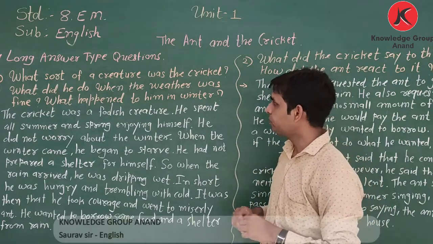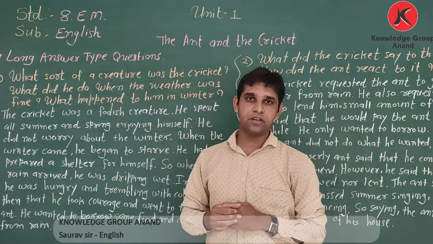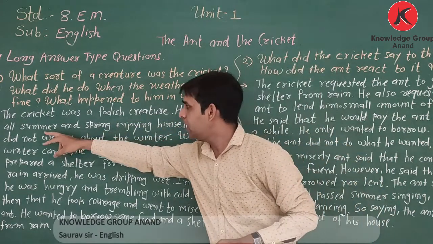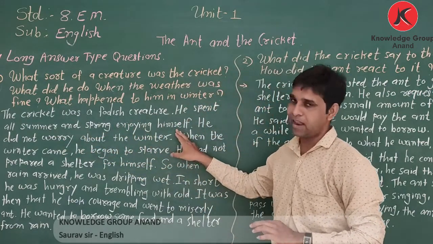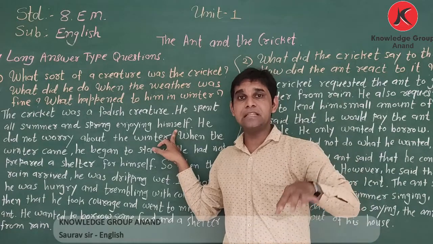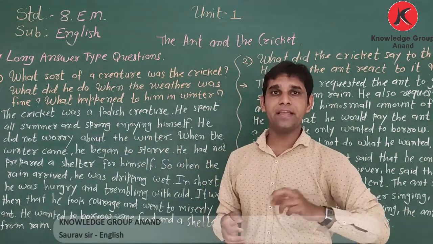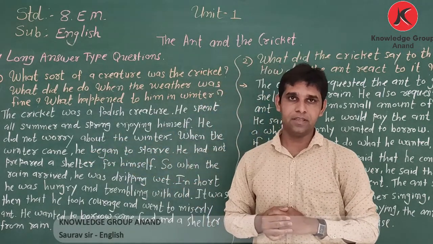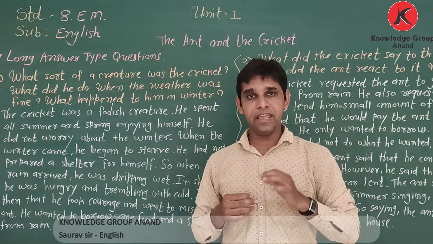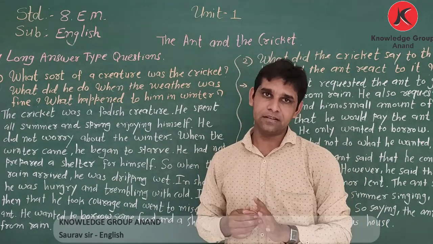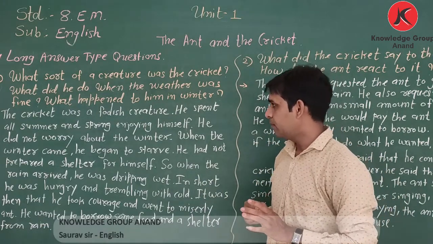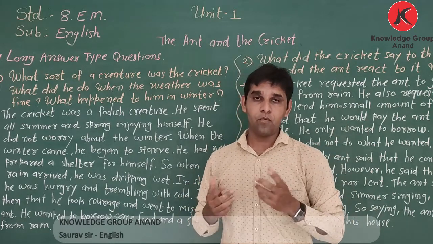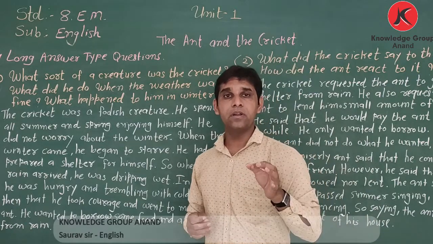The cricket was a foolish creature. He spent all summer and spring enjoying himself. The cricket was foolish because he wasted his time in summer and spring, enjoying and singing. He did not worry about the winter. In the summer and spring seasons he enjoyed himself, and all day he sang and passed the summer. If the rain comes and snow falls, what would he do? He never worried about the winter season.